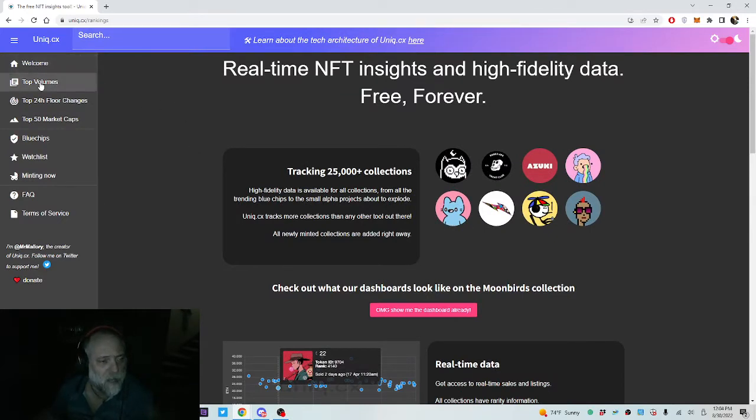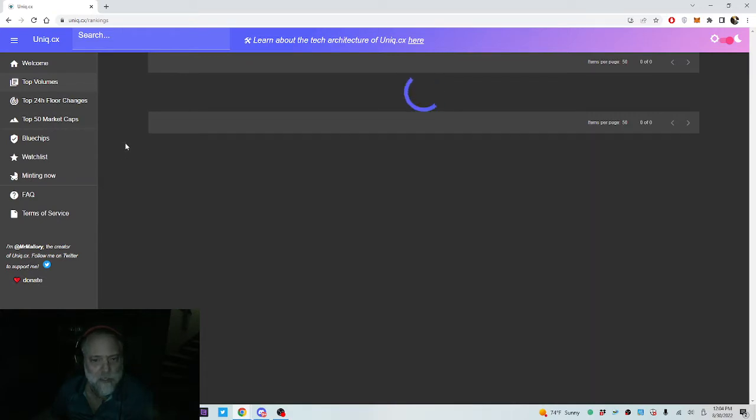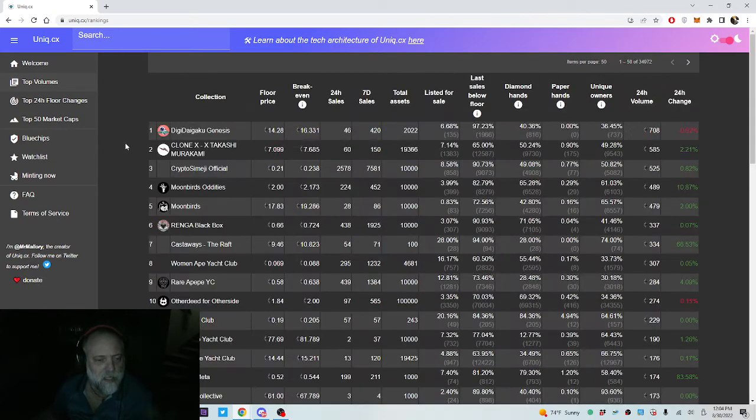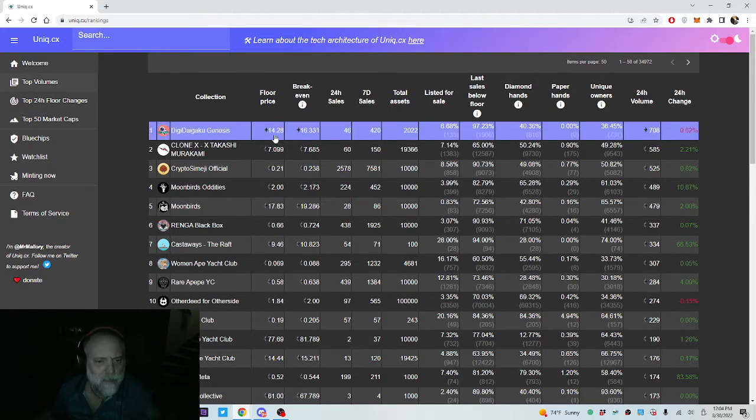Yep. Top volumes brings us to what's going on in the world of NFTs today. And this one is a 24-hour view. It gives you your floor prices. This break even is what I really, really like about this site, because you can look at the floor price, but what's it going to cost you to list, and the gas prices, and if there's any creator fees or royalty fees. You need to list one of these for 16.3, not just the floor price of 14.28, in order to see your money back.